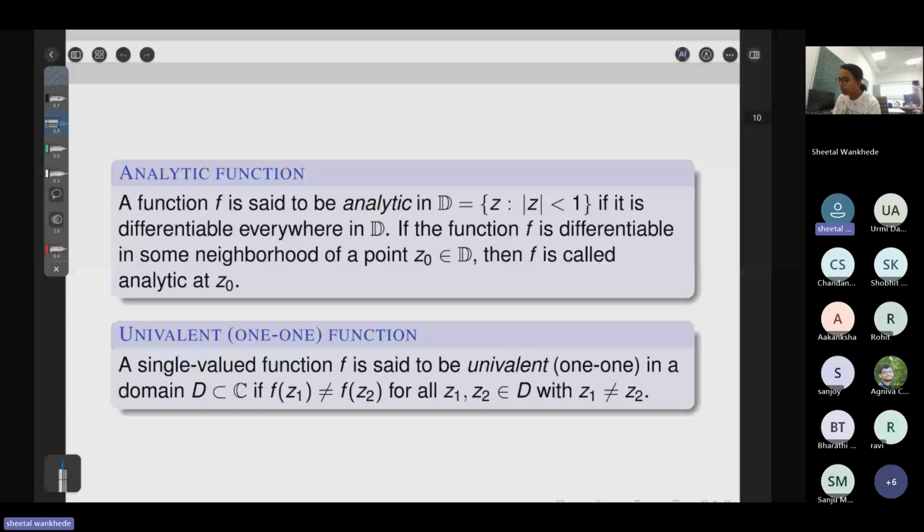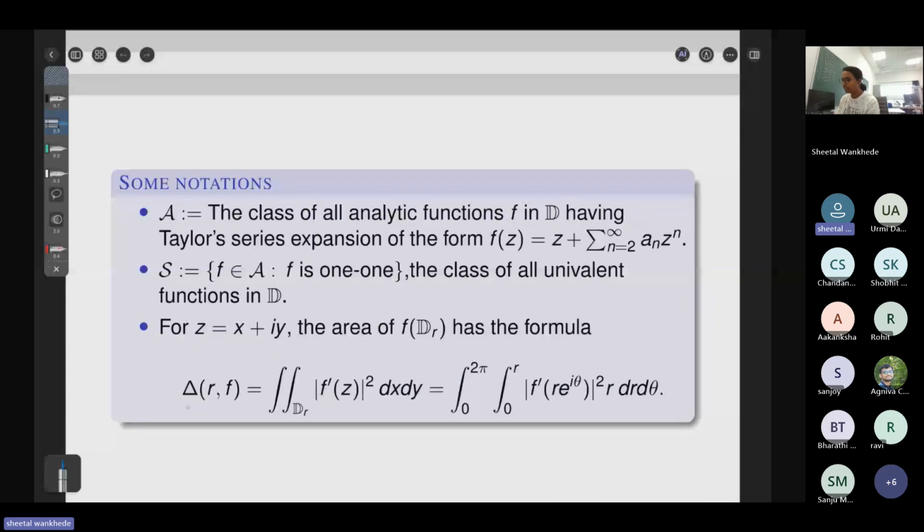Next I'm denoting this S. It denotes the subclass of this class. If the function belongs to A and the function is one-to-one, then that function belongs to this class S. This class we call the class of all univalent functions in D. Next, I denote this delta of R F. This denotes the area under the range of this function F. This area is given by this integral, and this is most importantly what we are going to discuss here.